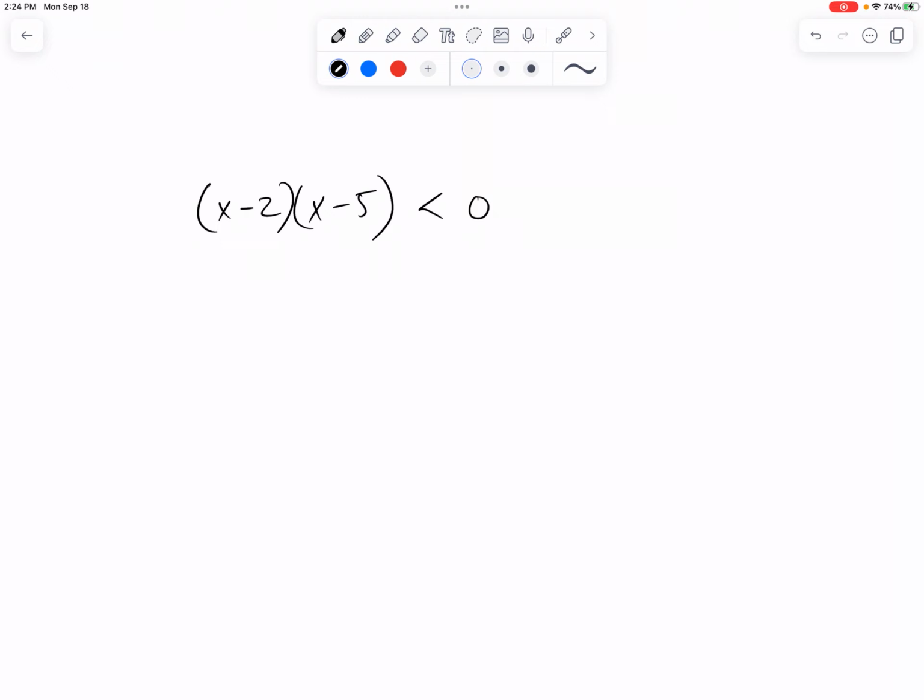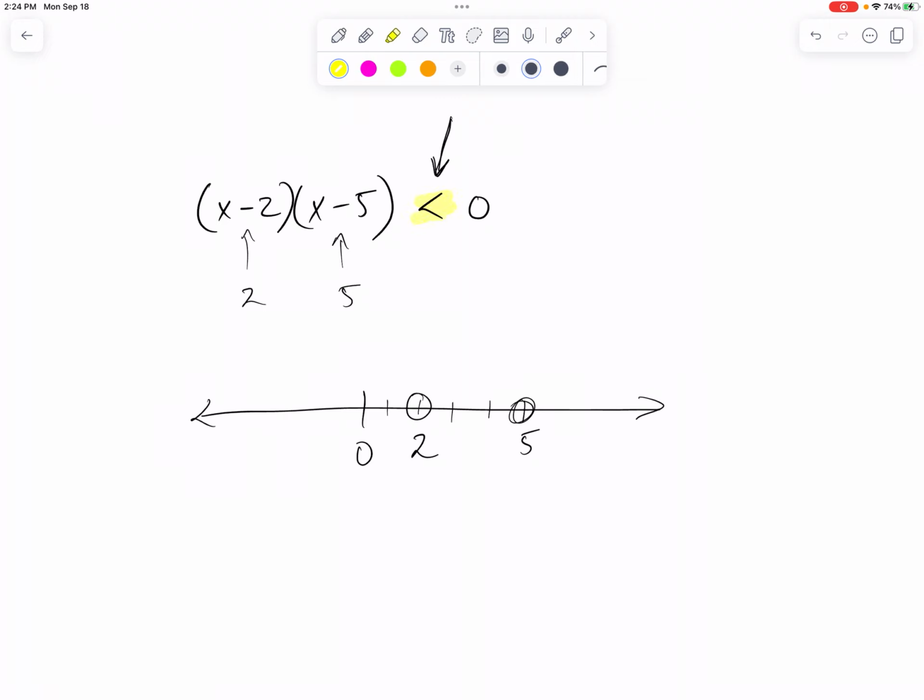So I say to myself, well, this is easy enough. The answer here is 2. The answer here is 5. So I immediately go to my number line. Here's the number 0 on my number line. There's 2 right there. I'm going to leave that open circle. I'm going to go 3, 4, 5. There's the number 5 on my number line. I'm going to leave that open circle also. It's because it has no potential to be equal to.